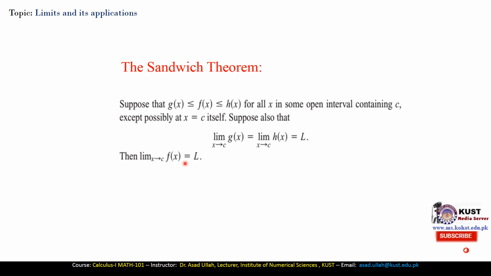In the sandwich theorem, you will require three different functions, in this order: f of x will be greater than or equal to g of x, and f of x will be less than or equal to h of x. Now if the limit of the function g of x and the limit of the function h of x are the same, that is in this case equal to L, then the limit of the function f of x will also be equal to L. Here, except possibly at the point x equal to c means that in limits we know that it is not necessary that the function is defined at that point at which we are finding the limit.